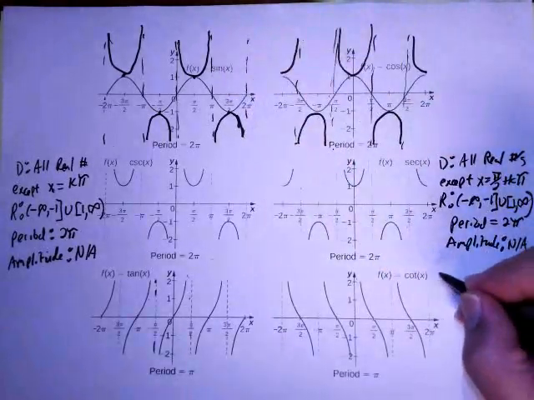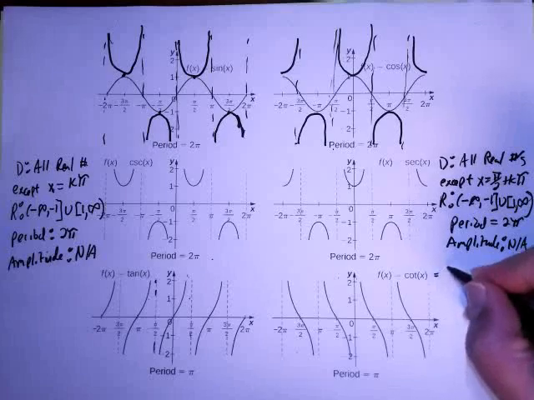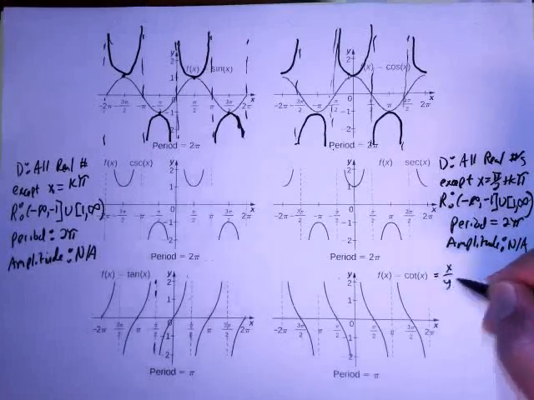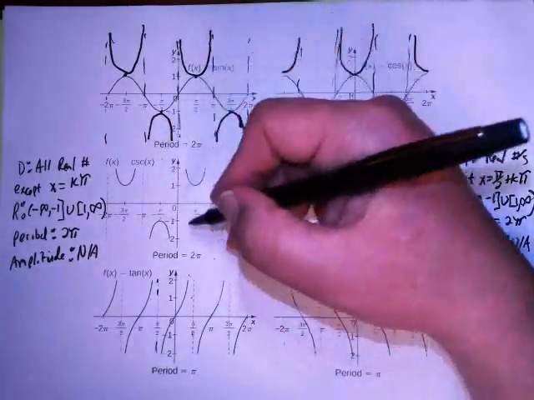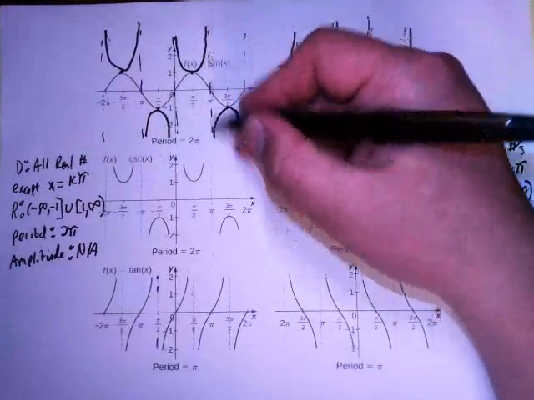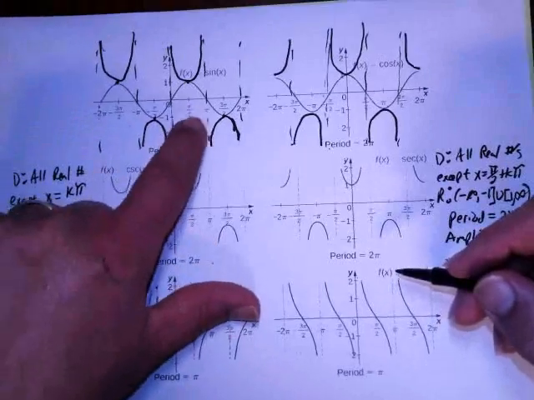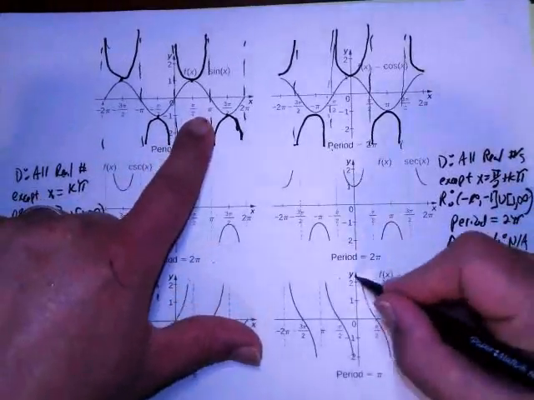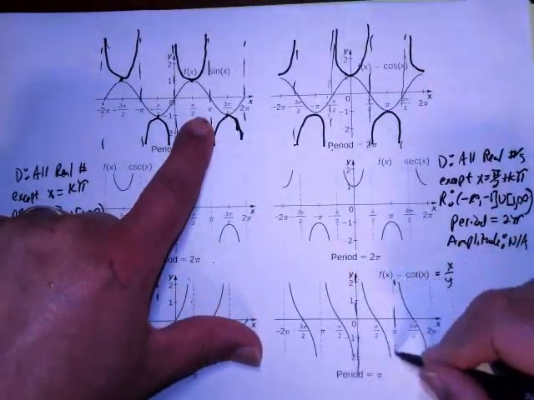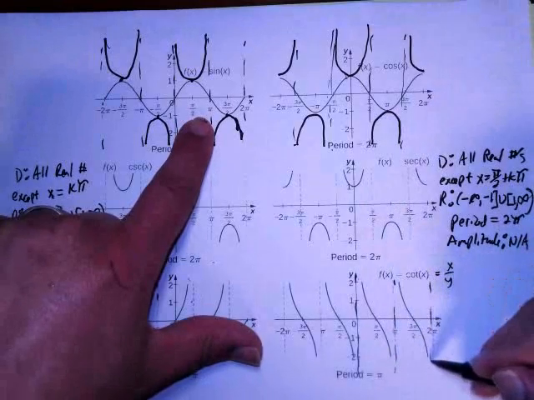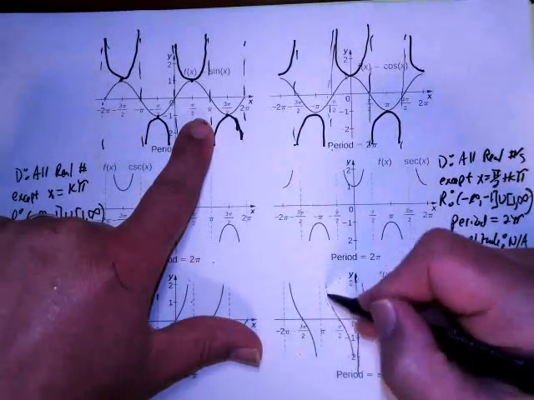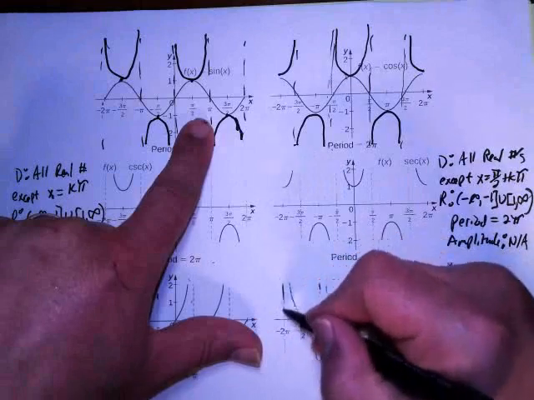cotangent is actually equal to the x over y. So whenever sine is 0, that's when it's going to be undefined. You're going to have the vertical asymptotes. So the sine is 0 at pi, right? It's 0 here at the y-axis, at pi, at 2 pi, so on, negative pi, negative 2 pi.